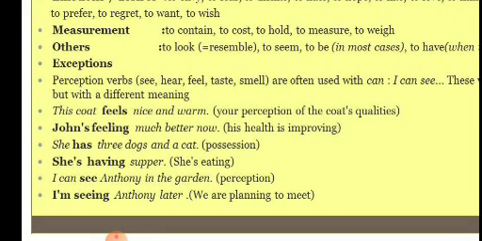I can see Anthony in the garden. So this is perception. It is with the meaning of perception. But see the next example. I am seeing Anthony later. That is, we are planning to meet. In such a meaning, we can use ing forms for the verbs see, hear, feel, taste, smell.